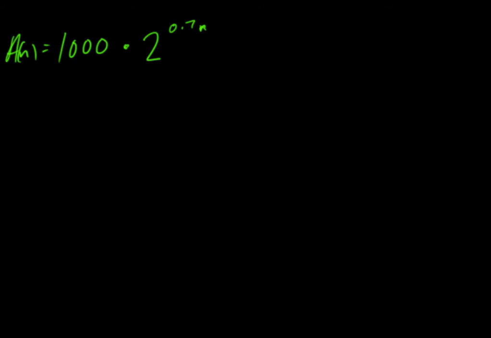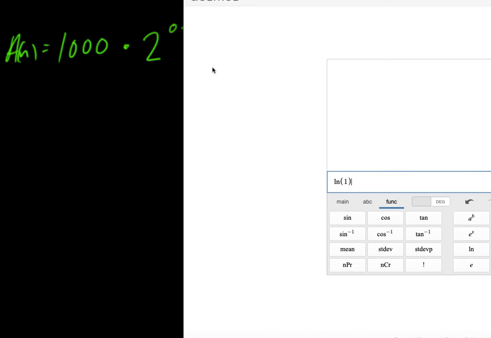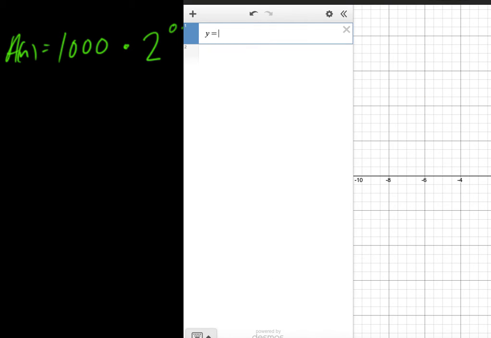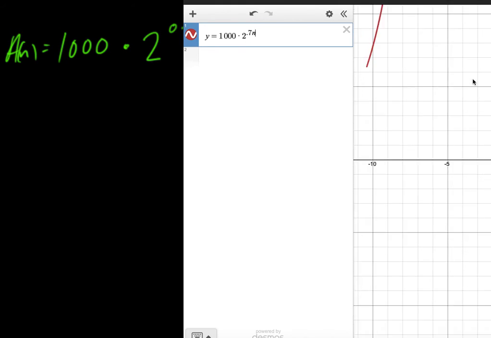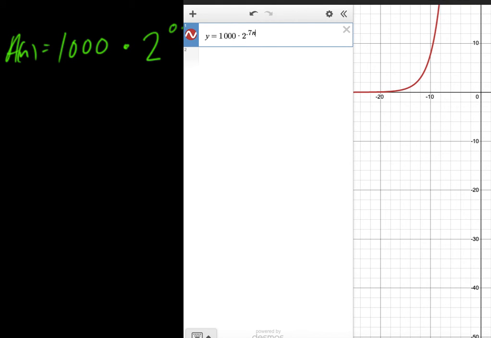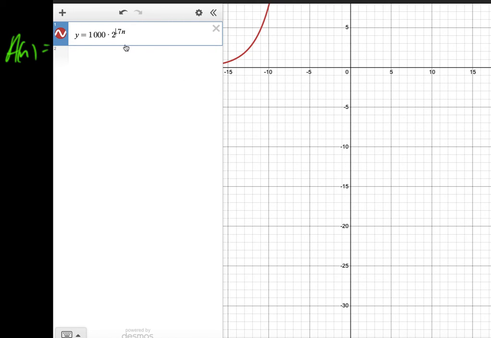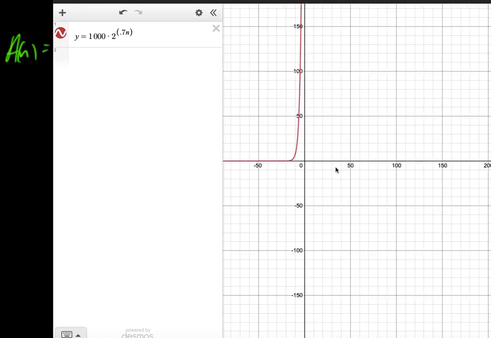Okay, so what we're going to do, we're going to go to Desmos. We're going to use the regular Desmos though. So graphing calculator, we're going to say y is equal to 1,000 times 2 raised to the 0.7n. Okay, so we have this graph.